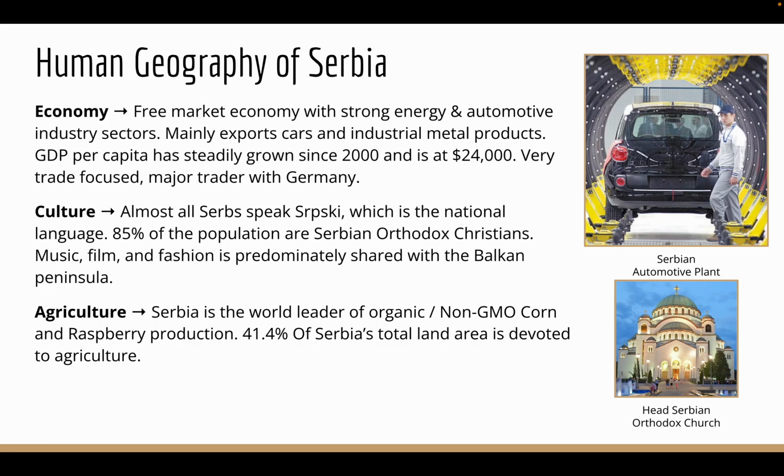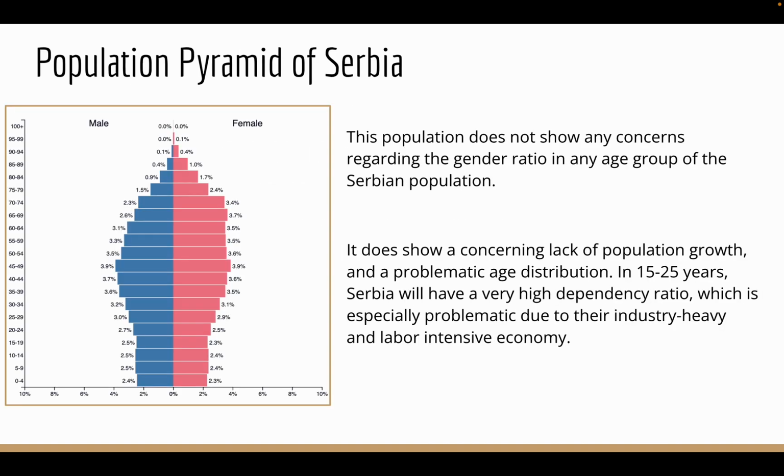As far as culture goes, almost all Serbs speak the language known as Srpski, which is the national language. 85% of Serbs are Serbian Orthodox Christians. As far as pop culture, music, film, and fashion, most of the Balkan Peninsula shares these aspects, and so Serbia shares music, film, and fashion with most of their neighbors. Agriculturally, Serbia is very strong. They are the world leader of organic non-GMO corn and raspberry production, and because of this, 41.4% of their total land area is completely devoted to agriculture.